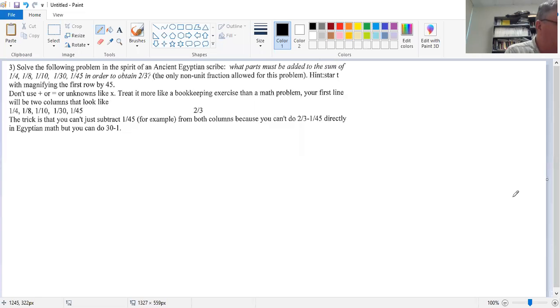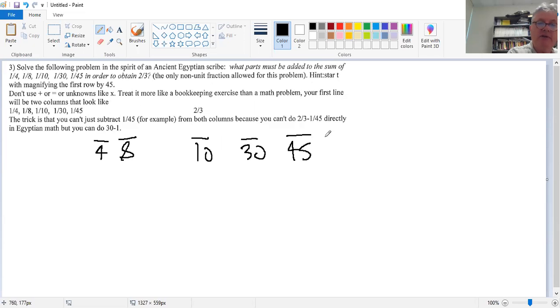Okay, so now let's try and do this without doing it in the Egyptian style. So we've got, start off with a quarter, an eighth, a tenth, a 30th, and a 45th. And we want to get this to 2/3. So you write that as like that. Okay, so my hint was to multiply by 45, and let's see what happens.